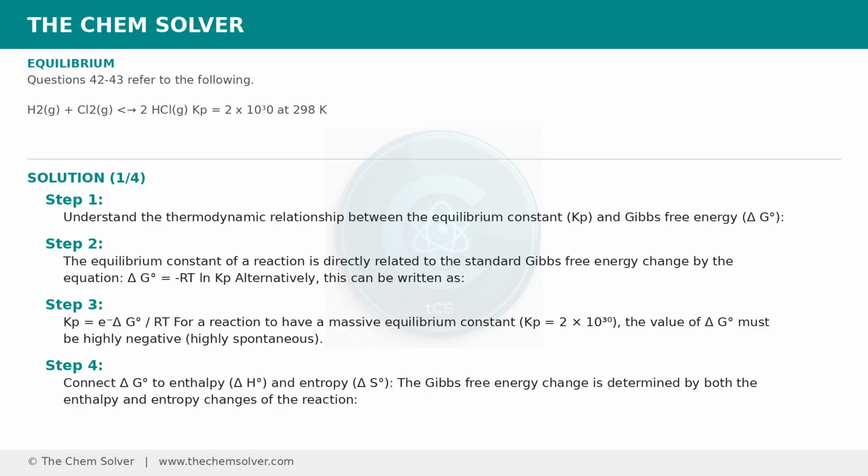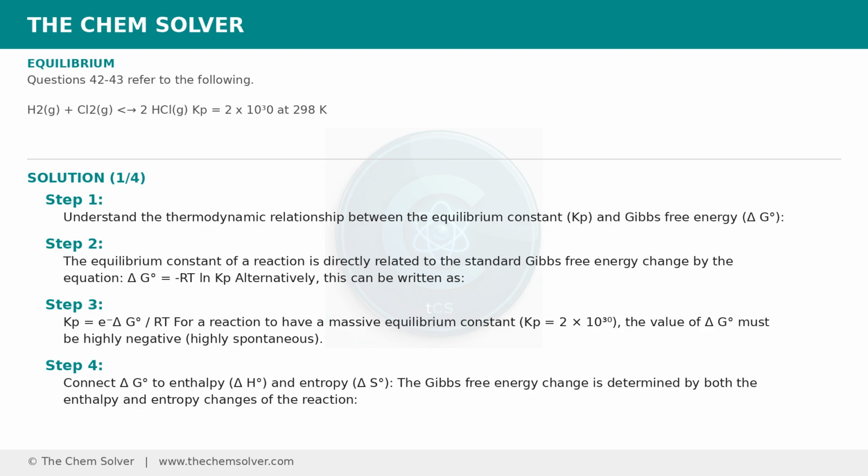Understand the thermodynamic relationship between the equilibrium constant, Kp, and Gibbs free energy, delta G degrees. The equilibrium constant of a reaction is directly related to the standard Gibbs free energy change by the equation delta G degrees equals minus RT ln Kp. Alternatively, this can be written as Kp equals e to the power minus delta G degrees over RT.